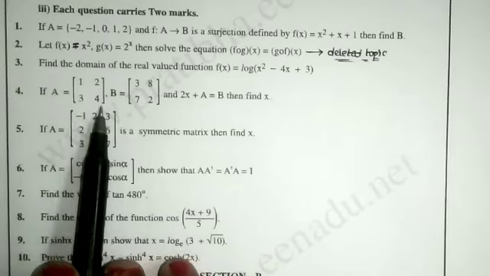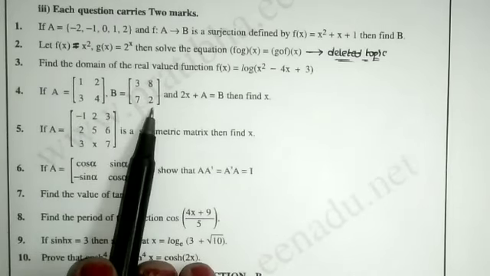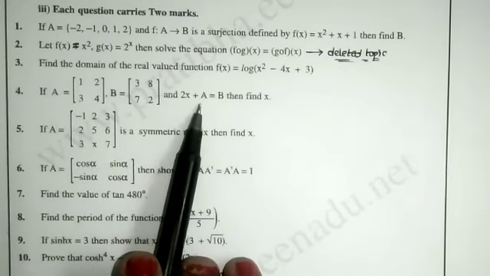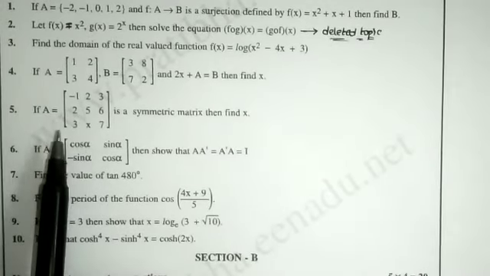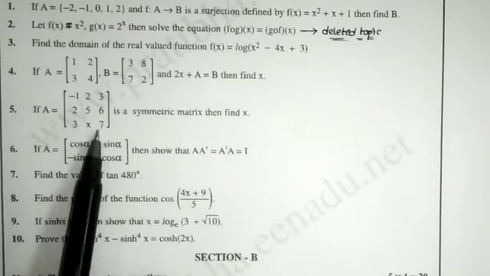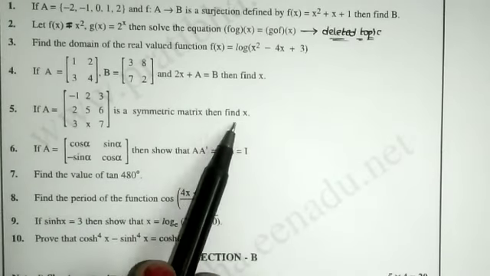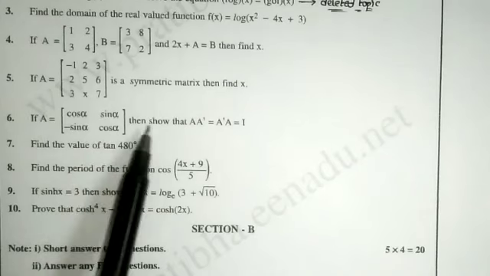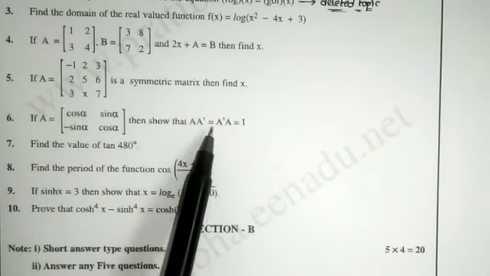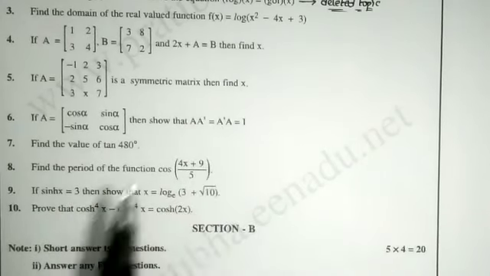If A is equal to [1 2; 3 4] and B is equal to [3 8; 7 2] and 2X plus A is equal to B, then find X. Now the next question. If A is equal to [-1 2 3; 2 5 6; 3 x 7] is a symmetric matrix, then find the value of x. Now the next question. If A is equal to [cos alpha sin alpha; -sin alpha cos alpha], then show that A into A dash is equals to A dash into A is equal to I.